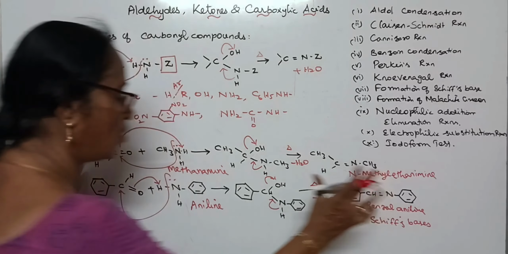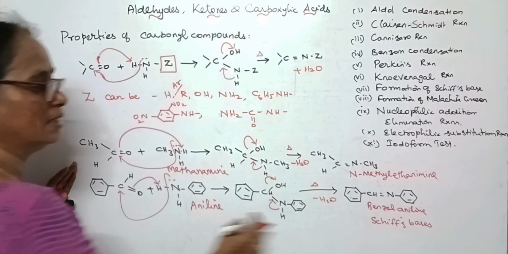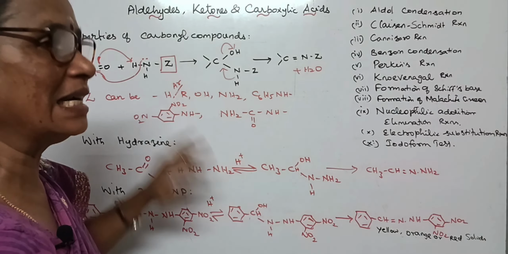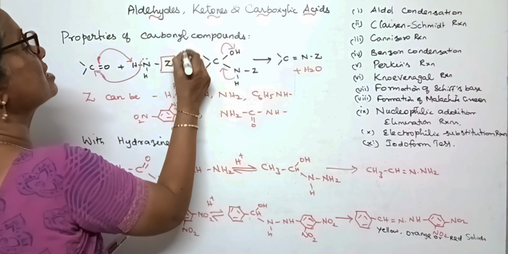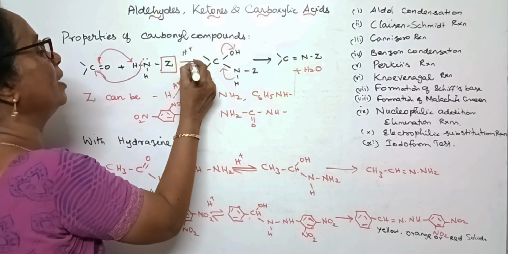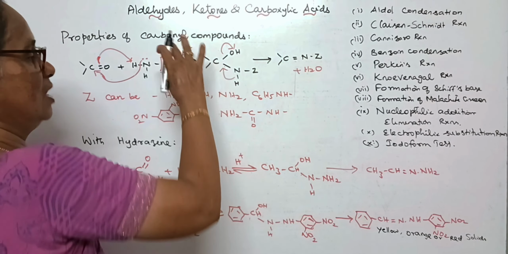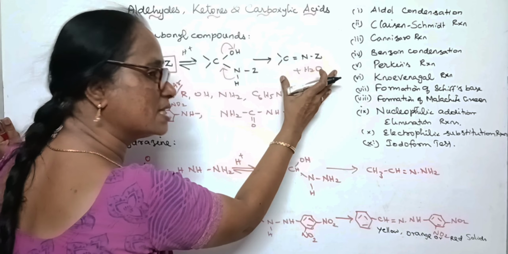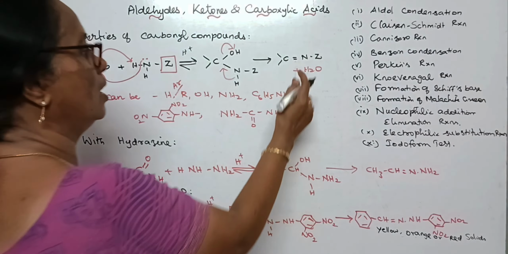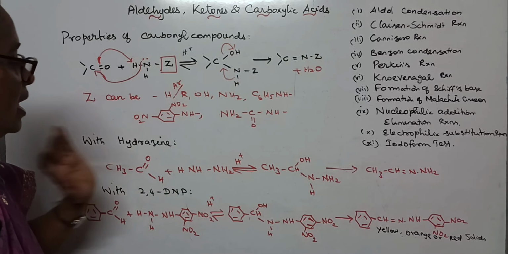Schiff's bases are formed only with benzaldehyde with aniline, or with methane amine. These reactions are usually catalyzed by acid, so the reaction proceeds in the presence of acid. As well, there is an equilibrium existing between the addition product and the reactant. But the position of equilibrium shifts towards the product side as there is a rapid elimination of water molecule, that is H2O.